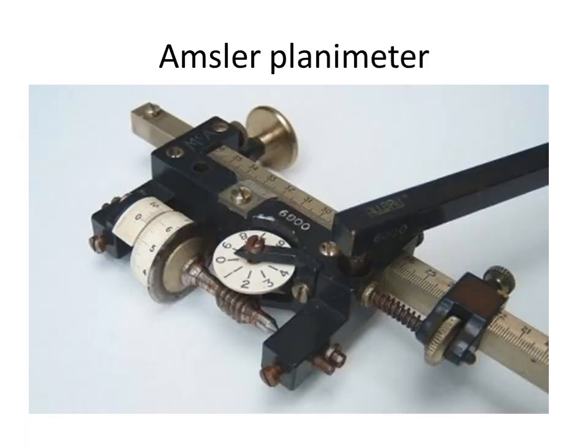This is the image of the Amsler planimeter, on which the anchor arm, pivot point, tracing arm, wheel, graduated disc, roller, and the pivot point are shown.